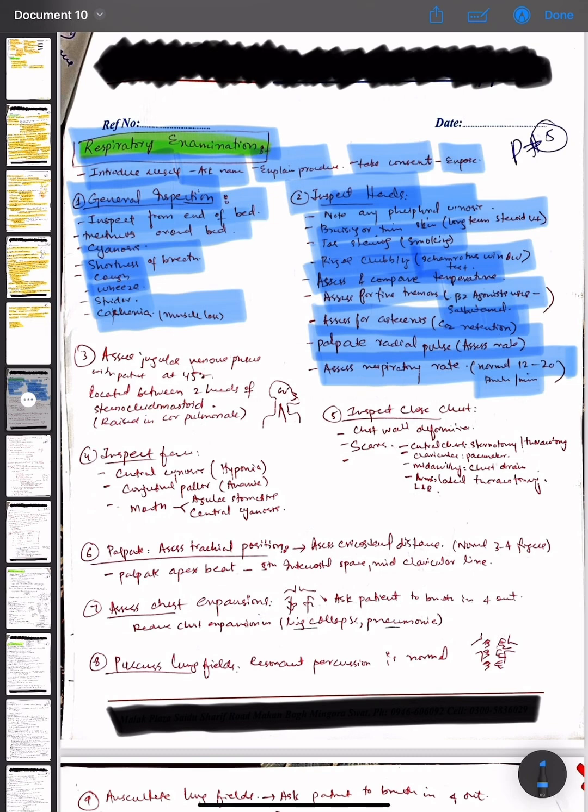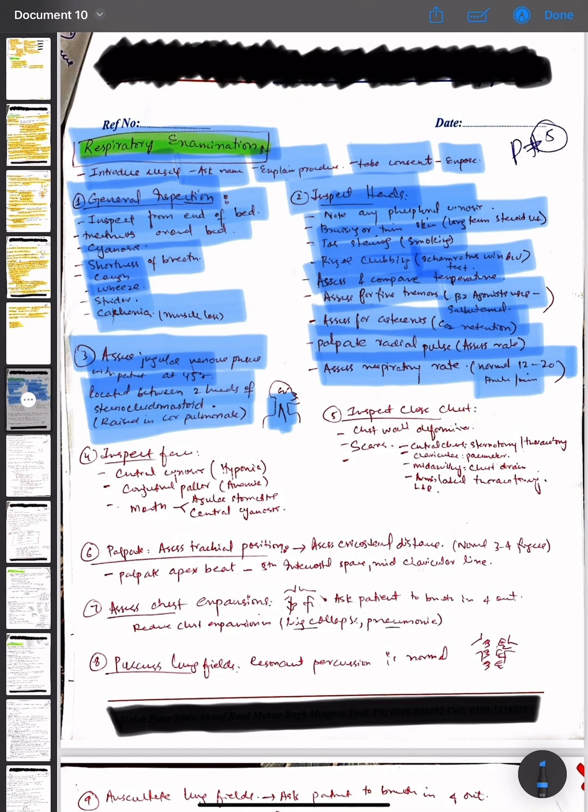After this you have to assess the jugular venous pressure with the patient at a 45-degree angle, and it is located between the two heads of the sternocleidomastoid. This is the patient and this is the location where the jugular venous pulse, JVP, is present. You have to put the patient at a 45-degree angle and then check for the JVP. If it is raised, then it marks a common lung disorder, that is cor pulmonale.